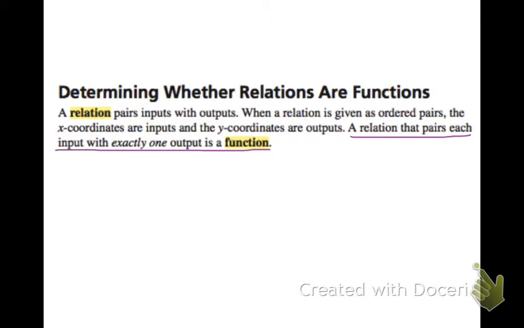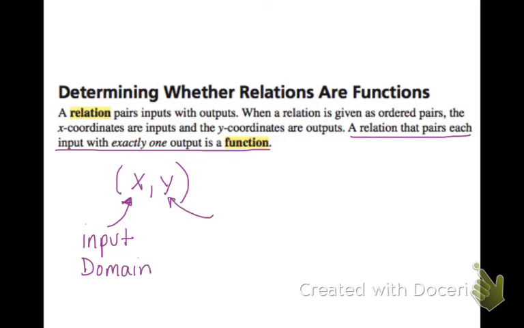You may notice, here is an example of a relation, and it is simply an ordered pair. This x-coordinate is known as the input. We have also referred to it as the domain, okay? The y-coordinate is the output, and we know that this is the range. So we'll be talking about all of these things in today's lesson.